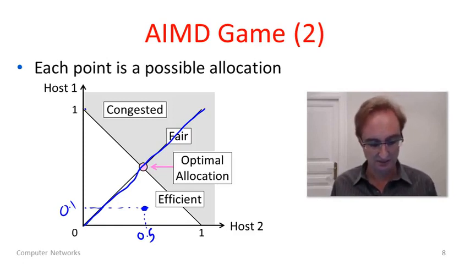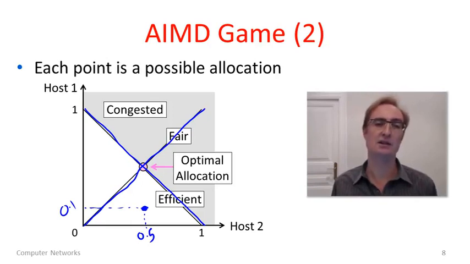This other line here is the efficiency line. This is an efficient network allocation. This is the line such that the host 1 and host 2 values sum to 1 unit. So x plus y is equal to 1. Now, since 1 is the total allocation, if host 1 and host 2's bandwidth together sum up to 1, they're using all of the network capacity and the network is operating efficiently.